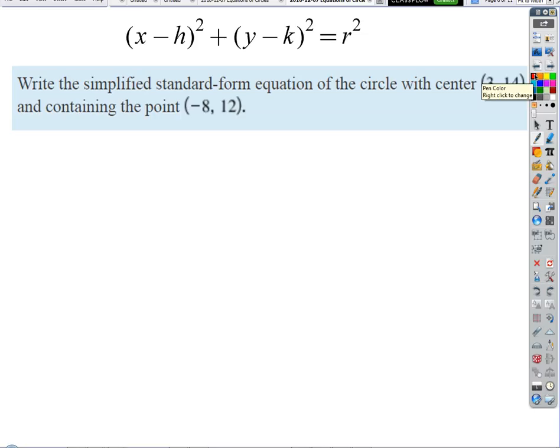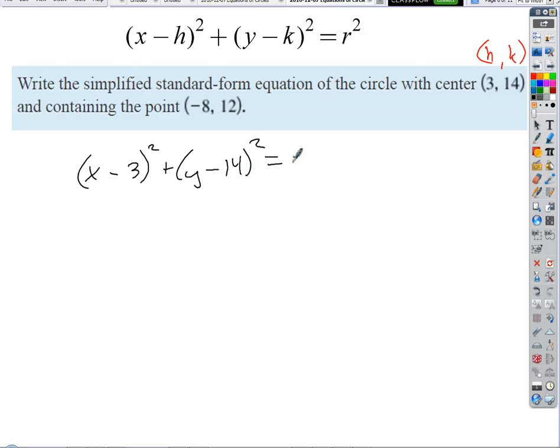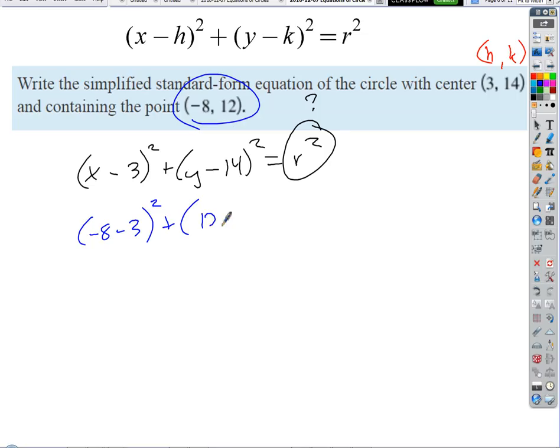Okay, so I've got h and k, don't I? Right here, they gave me the coordinates of the center, so that's h and k, and I can plug those in. So I've got most of it done. I get x minus 3 squared plus y minus 14 squared equals r squared. The only thing I have left to do is find r squared. I can do that by using this value of x and y. So I would write -8 as my x value: -8 minus 3 squared plus 12 minus 14 squared equals r squared.